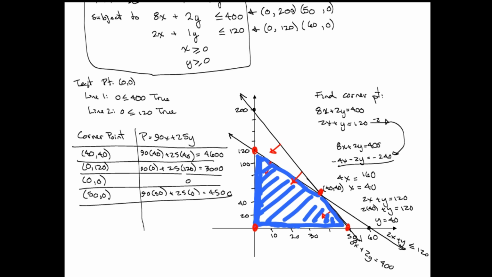We want the max. Notice we have a bounded region, so we automatically have a maximum and a minimum. The smallest value will be the min. The largest value will be the max. So here is our max right here.